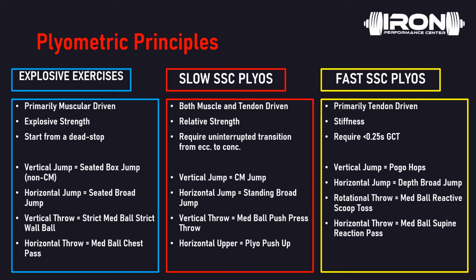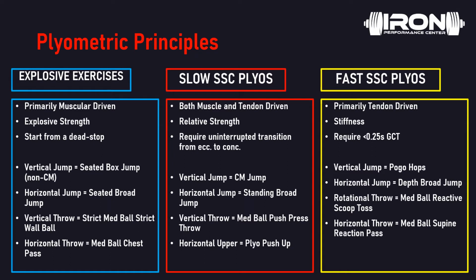Starting with our explosive exercises, they're primarily muscular driven and reflective of explosive strength, and they require a start from a dead stop. So in our horizontal seated broad jump example, we want to make sure that our athletes aren't introducing their own counter movement or bounce before they're jumping. So we'll tell them to start from a seated position on a box or on a bench, just to make sure they don't cheat the exercise trying to get a better distance, and the exercise is completely muscular driven.